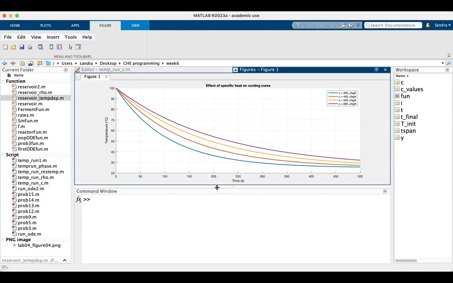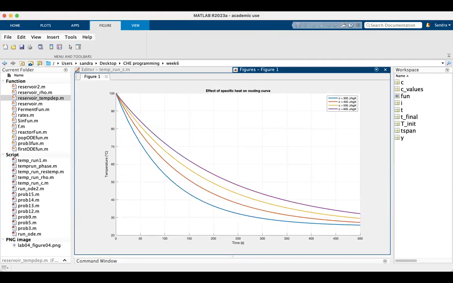This will be the behavior you'll be getting. If you're analyzing it qualitatively, you'll see that this is for C equal to 600, this is C equal to 500, this is C equal to 400, and this is C equal to 300. So this is decreasing values of C. When the C value decreases, you can see how the slope changes. For C equal to 600, the slope is flatter, but for C equal to 300, the drop is much quicker.